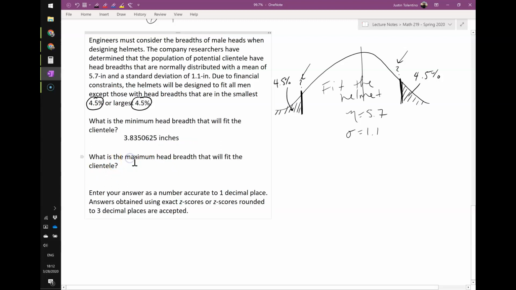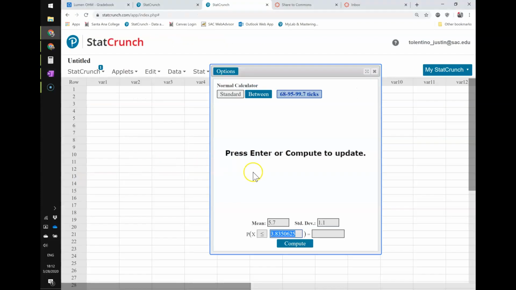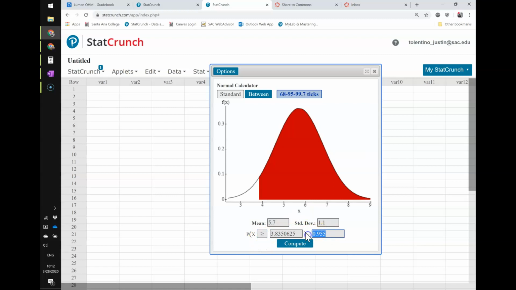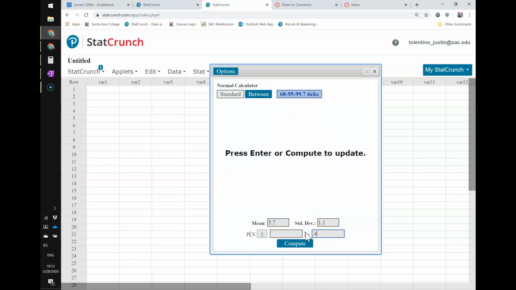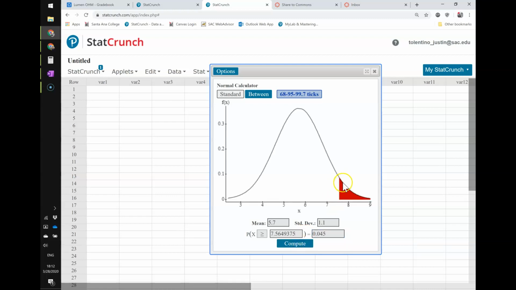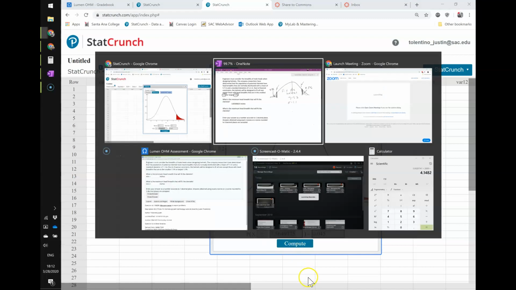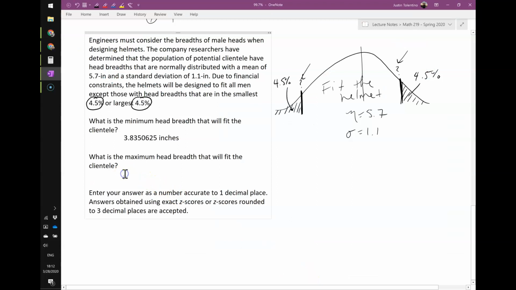Next, let's find the maximum head breadth that will fit. Well, the only thing we have to look at is the top. So the greater than side, we're trying to cut off the top 4.5%, so 0.045. And now we'll find what this boundary is that cuts off this area of 4.5%. Well, here it is, 7.564. That's it. So we can use StatCrunch just to find those boundaries when we're given the percentages.